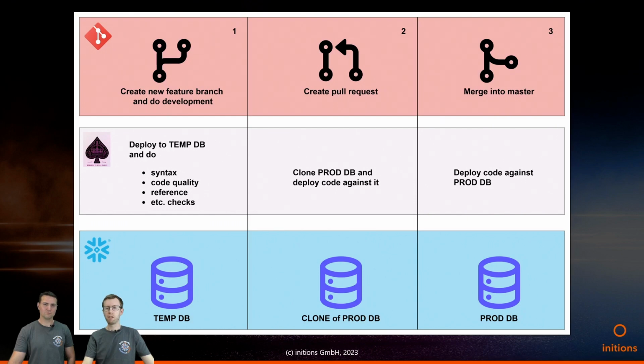When you are happy with your changes, you can create a pull request in order to merge them to the master branch. We have implemented a pipeline that will clone the production database and do a test deployment of your changes against the database. That will ensure that the code that you have just written is actually compatible with the production database and make sure that only valid code will be merged into the master branch.